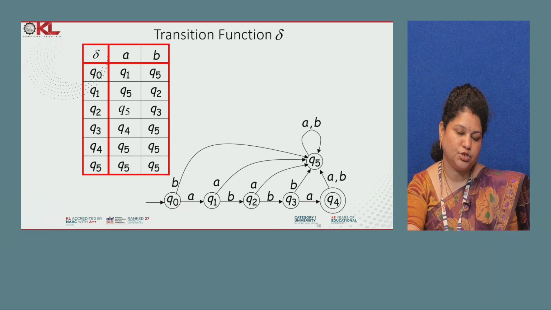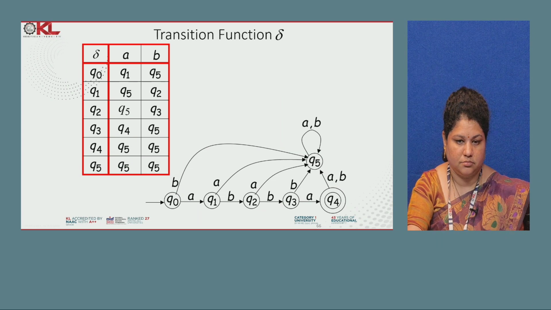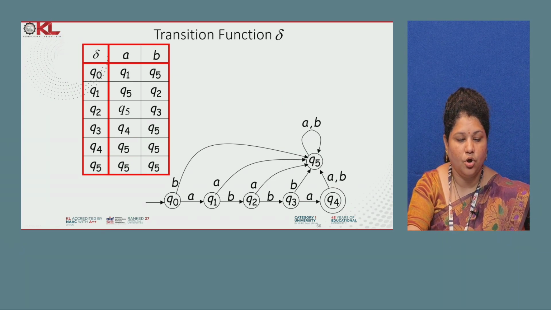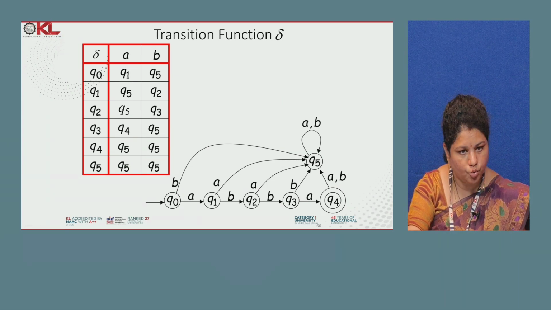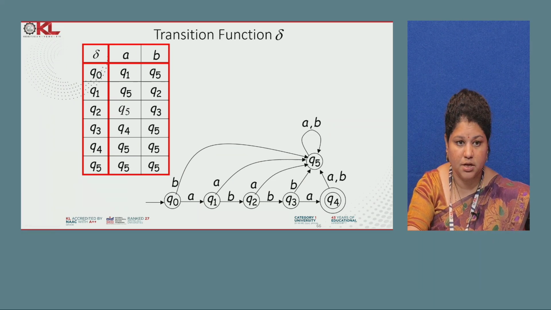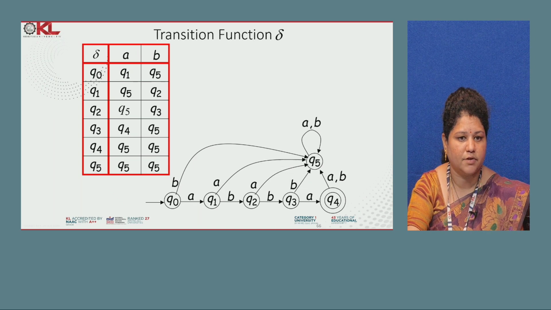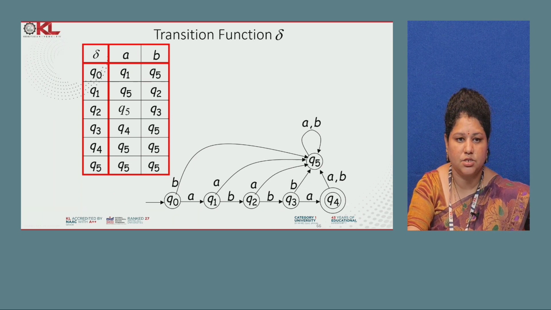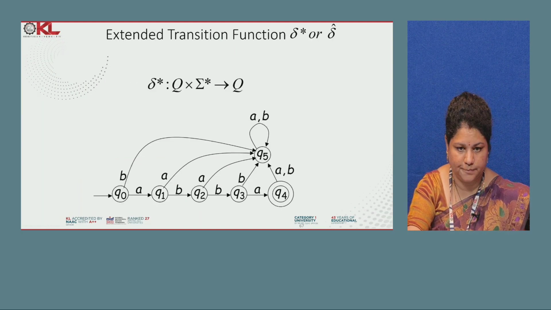See the transition table. Here Q0 on A is moving to the Q1 state, Q0 on B is moving to the Q5 state. Similarly, all the remaining states will have transitions on the A and B inputs. In this way, the transition table can be generated.